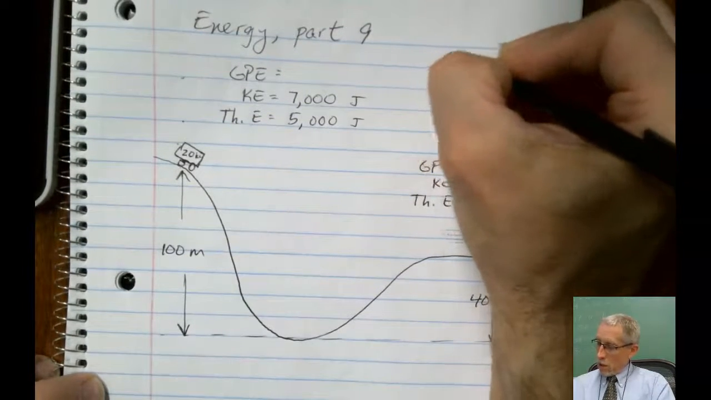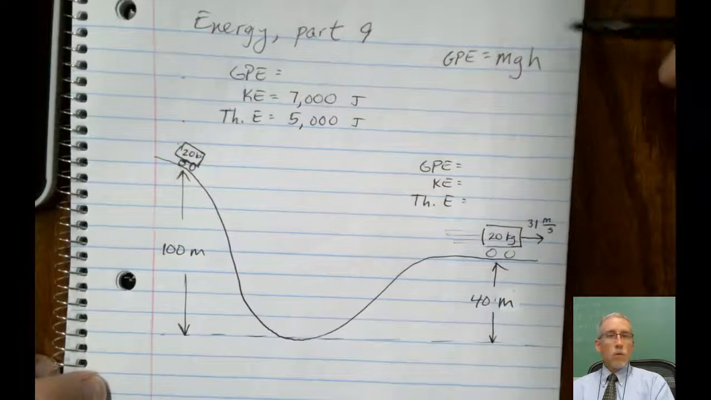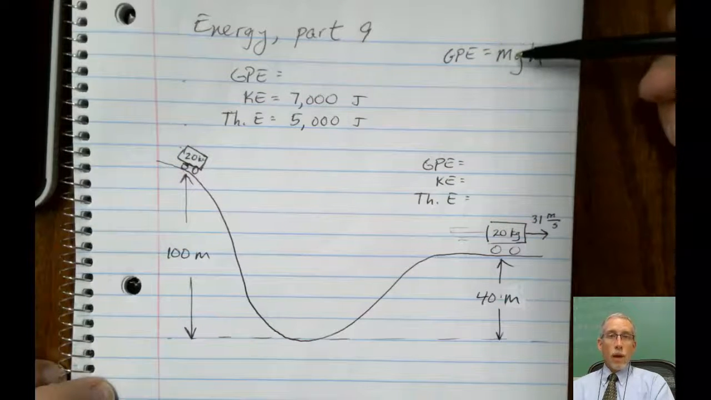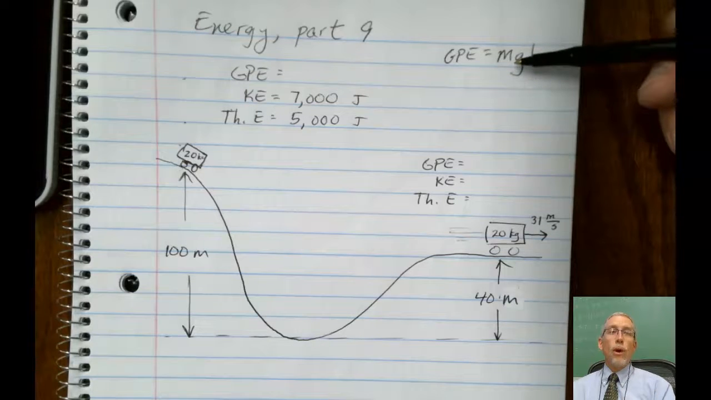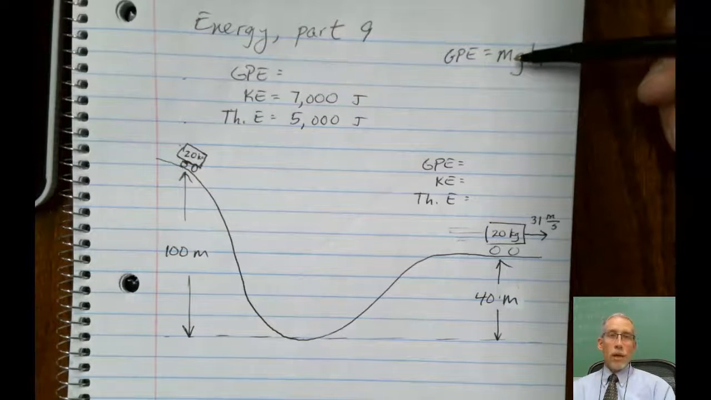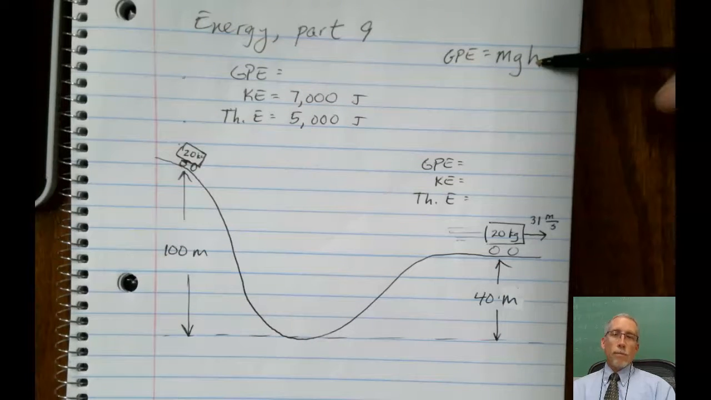GPE is calculated by multiplying these 3 things: the mass times the value of little g here on the surface of the Earth, which is 9.8, always 9.8. It's an easy number for students to forget. And then h is the height you are above some level. Typically we measure from the ground.